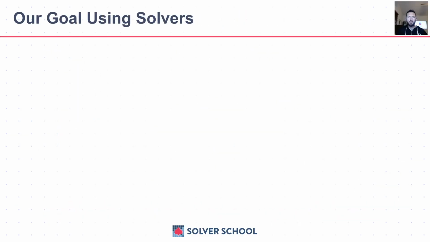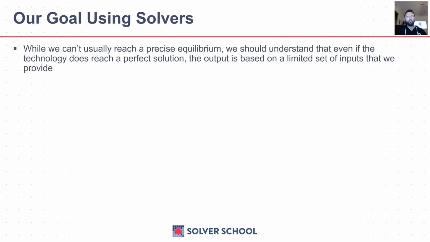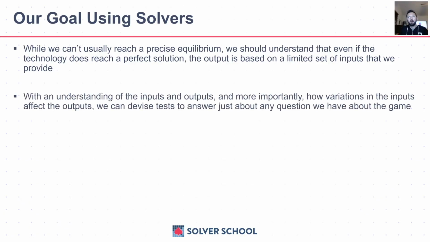I want to wrap up this video by talking about our goal of using solvers. We know that we can't reach a precise equilibrium for the most part. So while we can't reach that, we should understand that even if the technology does reach a perfect solution, the output that we get is limited somewhat because it's based on that limited set of inputs that we provide. If our inputs are off, then our outputs are going to be off. What we need to understand is having that understanding of inputs and outputs, and more importantly, how variations of the inputs affect the outputs. With all of that known, we can start devising tests to answer just about any question we have in this game.